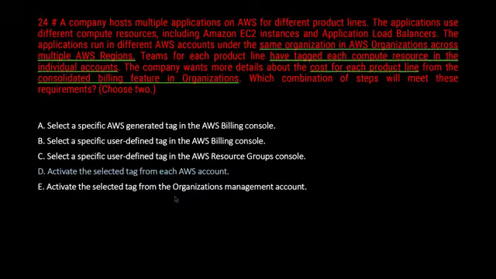The reason being, the individual account won't even have access to the consolidated billing, so they cannot go and directly select the tag and activate it. Only the organization's management account has access to the cost allocations, my bad. So you activate the tag from the cost allocations tab, and that is only available for the organization's management account. It is not available to each AWS account.